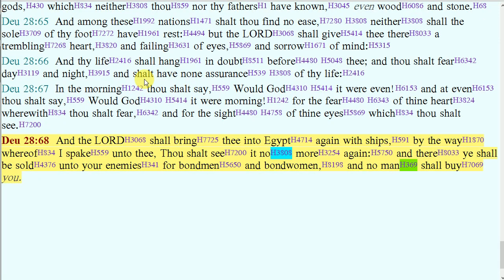And the Lord shall bring thee into Egypt again with ships, by the way whereof I spake unto thee. Thou shalt see it no more again, and there ye shall be sold unto your enemies for bondmen and bondwomen, and no man shall buy you. Okay, I'm having problems reading now. We've got three. I'm just going to read through them real quick, but you can see here real quick, no is the opposite, and then this is none.